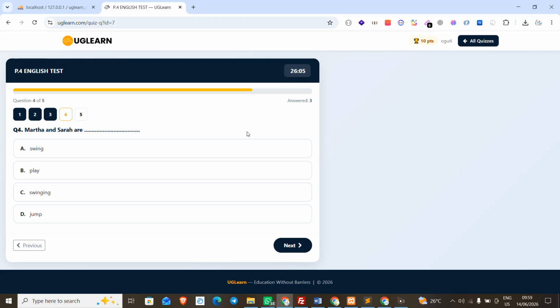Martha and Sarah are. Whenever Martha and Sarah are, it will be a continuous kind of thing. And that continuous means we are either playing, dancing, jumping, or swinging. You get? That's where the statement comes from. Yes. Okay, the last quiz of ours.